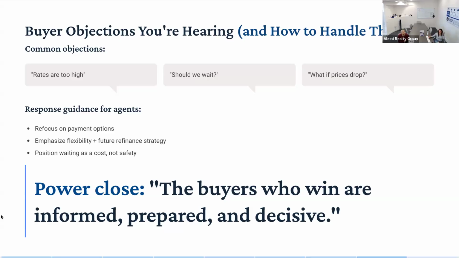But I get asked this all the time because of the news and what you're hearing out there and the interest rates, and is there going to be a crash? Are we going to have foreclosures? You have to remember, Aaron back in the day was a huge foreclosure and short sale agent.